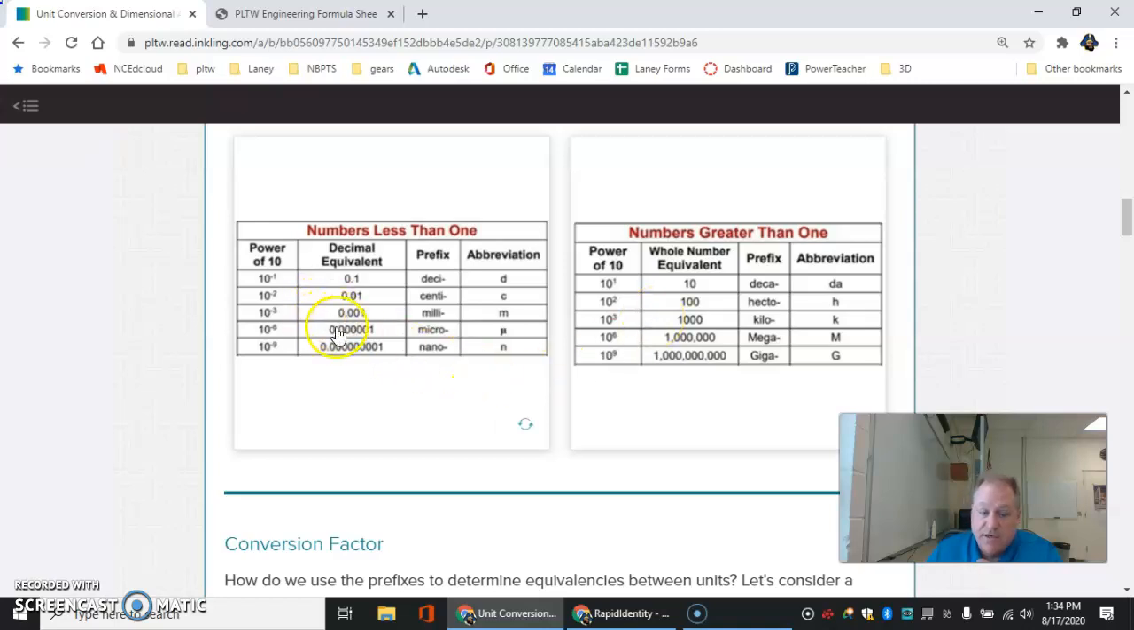And conversely, over here, if I'm converting from meters to millimeters, suppose I have 1 meter and I want to convert to millimeters, I have a power of 10 to the negative 3. I can take the decimal and move it 3 places to the right to convert meters to millimeters. Okay, kind of a simple little shortcut trick.